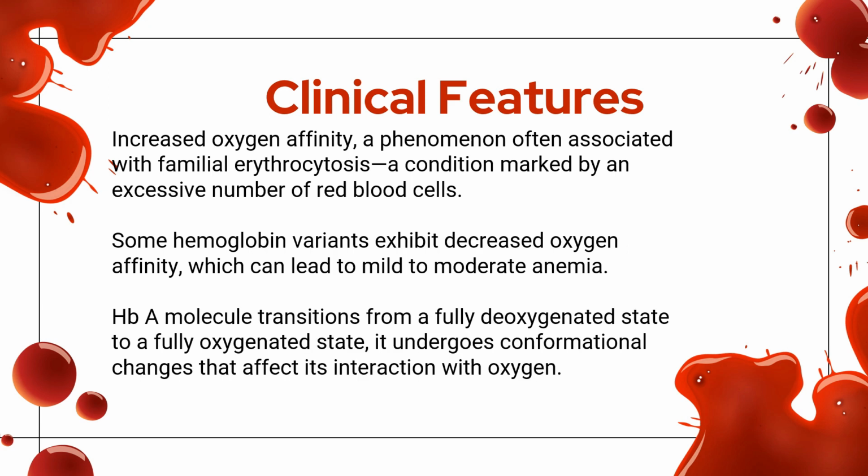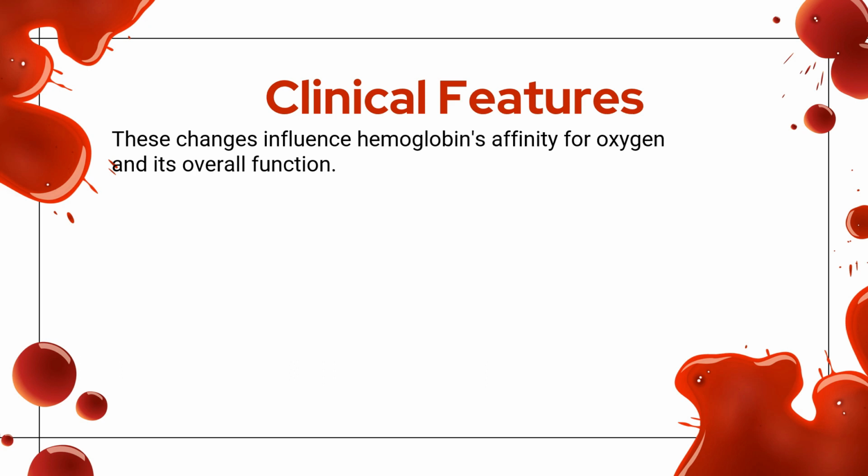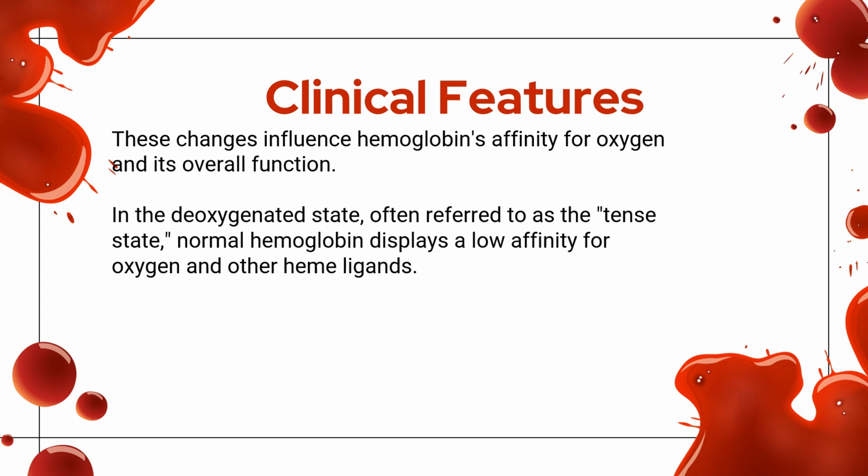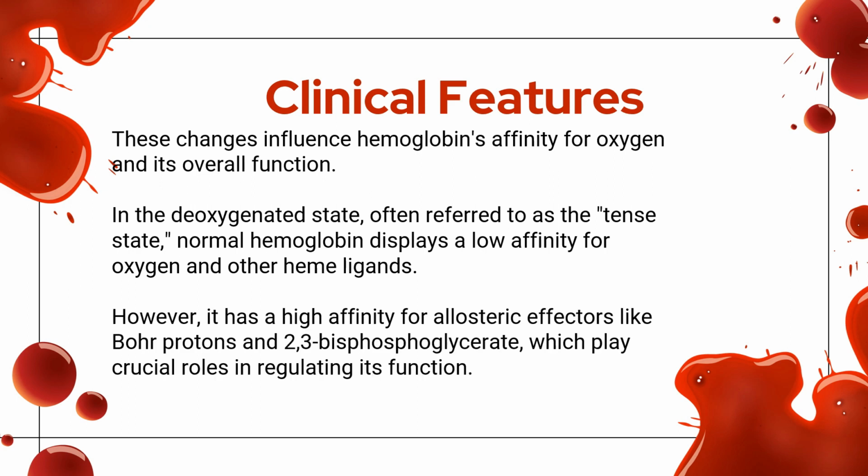To understand these deviations, let's take a closer look at normal hemoglobin, also known as hemoglobin A. As this remarkable molecule transitions from a fully deoxygenated state to a fully oxygenated state, it undergoes conformational changes that affect its interaction with oxygen. These changes influence hemoglobin's affinity for oxygen and its overall function. In the deoxygenated state, often referred to as the T state, normal hemoglobin displays a low affinity for oxygen and other heme ligands. However, it has a high affinity for allosteric effectors like Bohr protons and 2,3-bisphosphoglycerate, which play crucial roles in regulating its function.